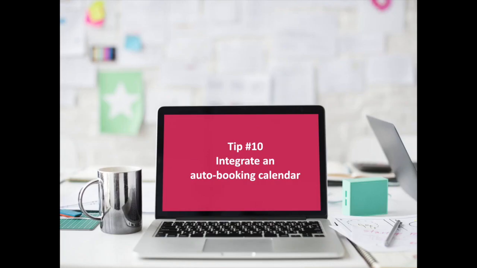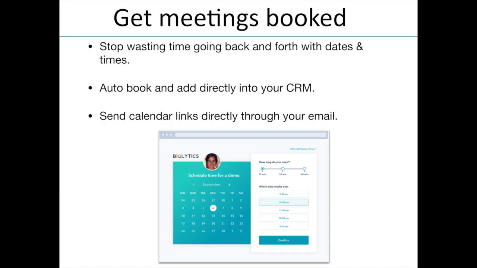All right, last tip, and then I'm just going to go into HubSpot really quick, take you through some quick features in there, and then we'll talk about Q&A. But tip number 10, integrate your auto booking calendar. So this is a lifesaver, a time saver for me. Being able to just send someone a link or put a link on my signature saying auto book some time with me. Oh my gosh, it saves me so much time. So stop wasting time going back and forth with dates and everything, and book directly.